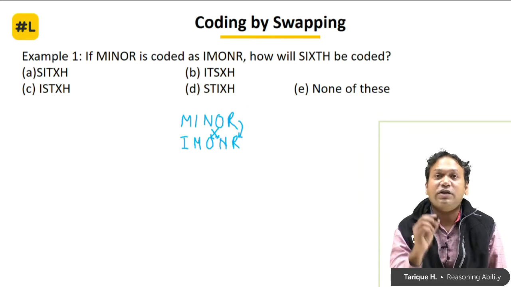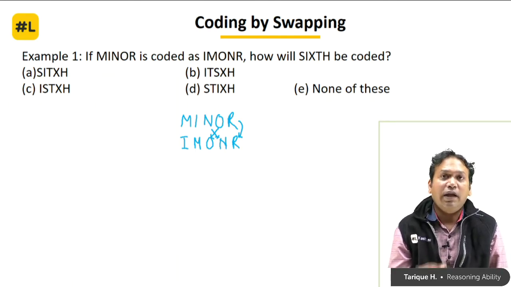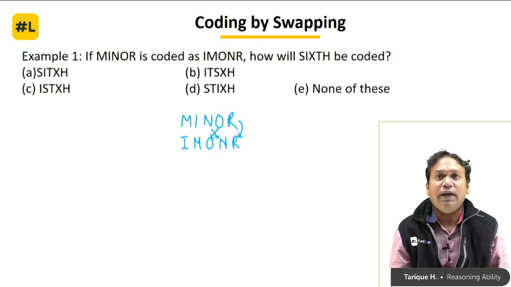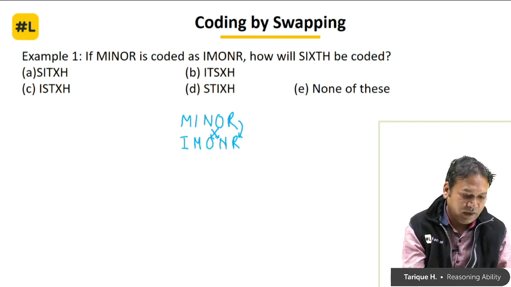If you see the first session of coding and decoding that I did on Monday, we were shifting the letters forward or backward by some number of positions, right? In the second session that I did on Tuesday, we were using the positional value of letter, and then we had a substitution method of coding the words. Now here it is very simple, it is just simple swapping.